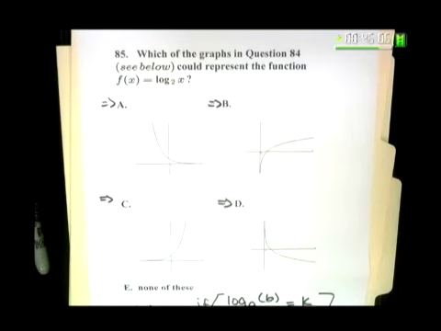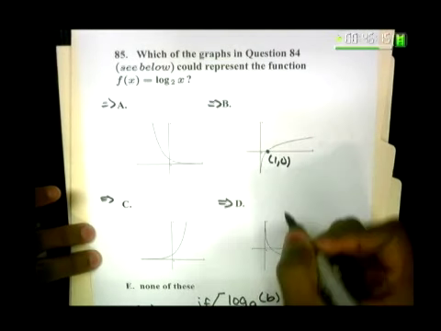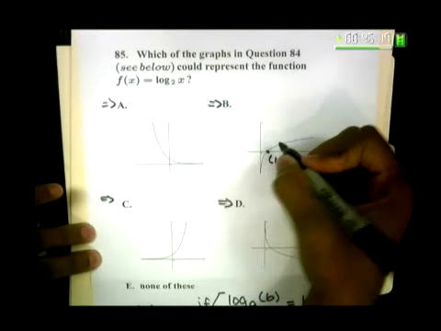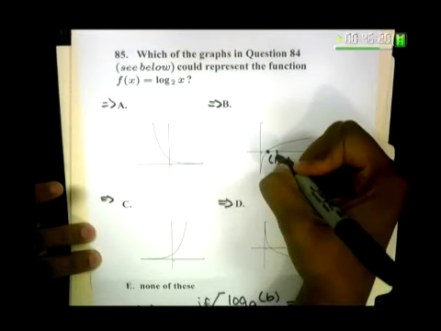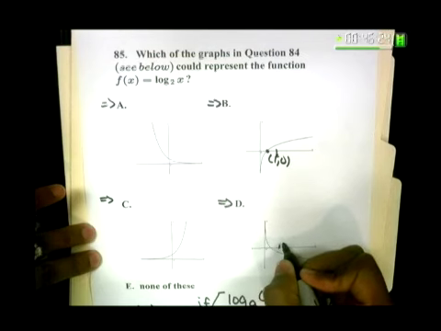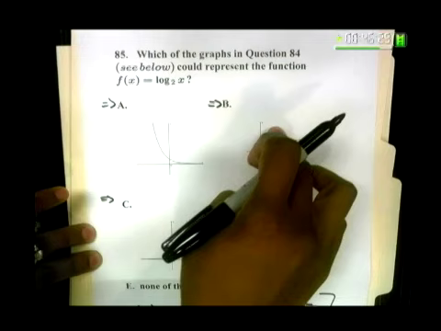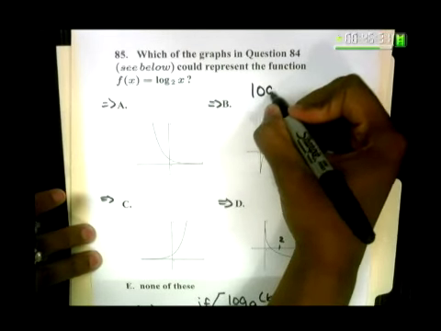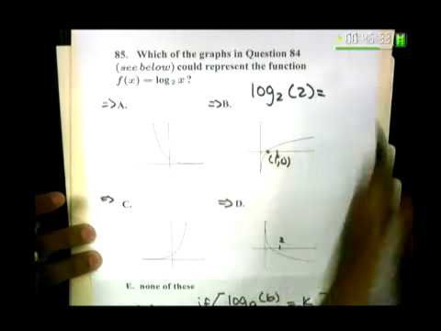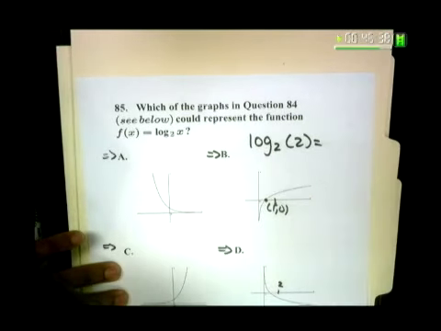The way I would figure out whether it's B or D is to look at a point. I know the point (1, 0) is there. Now let me see what happens at x = 2. If you notice, on this graph where x equals 2, the y value is negative. On this graph, it's positive. So log base 2 of 2 is equal to what? Does anybody know?